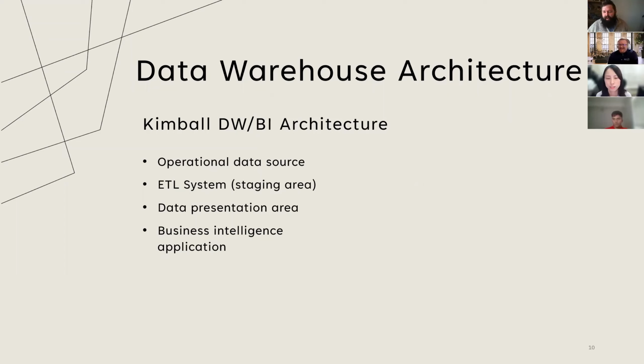So I'm going to talk about the data warehouse architecture. For our architecture, we decided to go with a Kimball data warehouse business intelligence architecture. Really, the staple of this architecture is that there are 4 separate elements: the operational source data, the ETL system, which includes the staging area, the data presentation area, and the business intelligence application. I'm going to tell you a few more things about all these different areas and give you a little more information now.